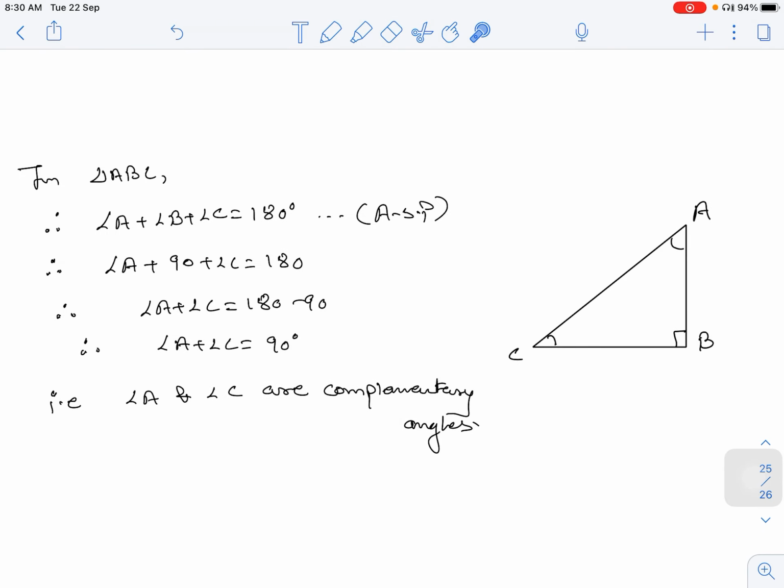Now we have a triangle ABC. In this triangle ABC, angle B is 90 degrees. If angle B is 90 degrees, then we can write the angle sum property. So in triangle ABC, angle A plus angle B plus angle C equals 180 degrees. This is the angle sum property of a triangle. Already we have the value of angle B, that is 90 degrees.